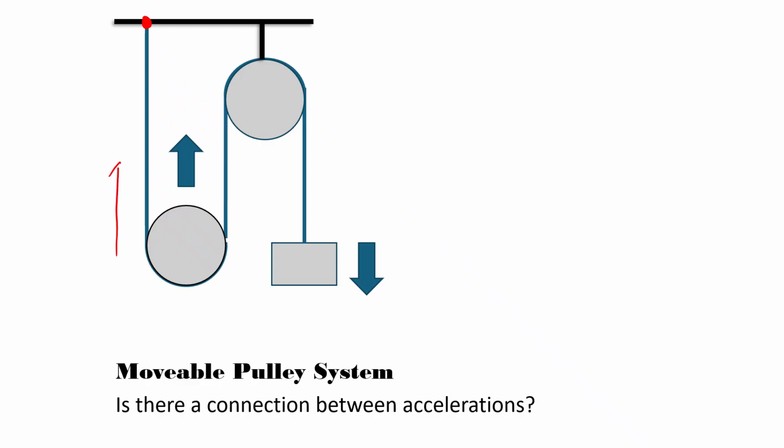So if this moves up by 1 meter, it will go 1 meter in string here and 1 meter of string here, which effectively means that this will have to go down by 2 meters, because for that 1 meter of lifting up, it releases 2 meters of string. And that gives us a really good sense of our acceleration.